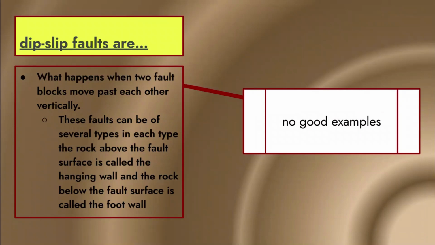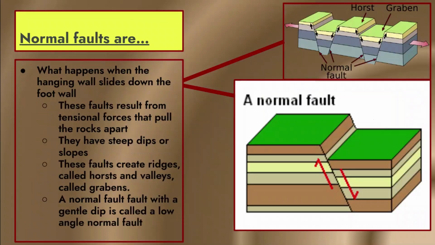Dip-slip faults are what happens when two fault blocks move past each other vertically. These faults can be of several types. In each type, the rock above the fault surface is called the hanging wall, and the rock below the fault surface is called the footwall.